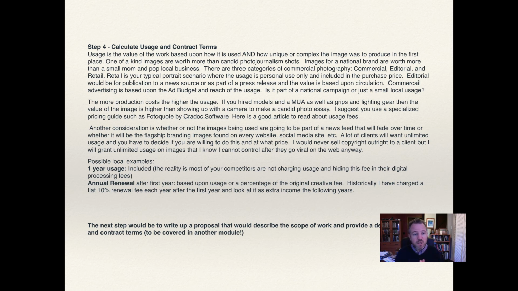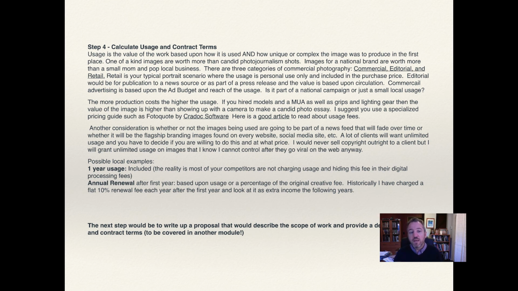Anyway, getting back on track here, again, PhotoQuote by Craddock Software, and then I've got a good article for you to read about usage fees. I will tell you, in my limited experience, I spent 5 years doing primarily commercial photography work. I typically started out with a usage fee that was relative to usage, but obviously a lot of my clients were very small local industry people, so there wasn't much of a value beyond the local marketplace.